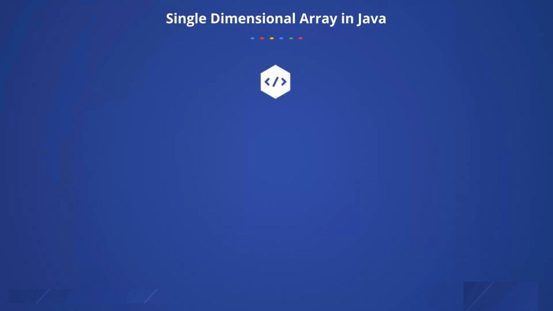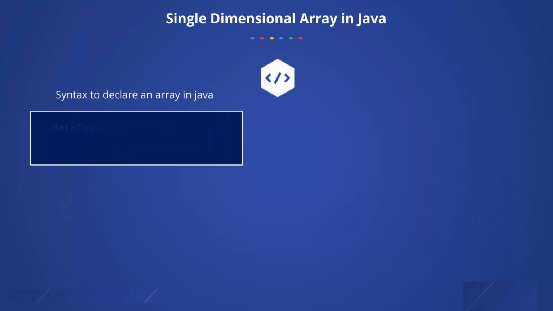Now let's look at this example. If you want to declare an array, how to do it? This is for a single dimensional array. You can see that, like I said, there is only one square bracket here, that indicates it's single dimensional.